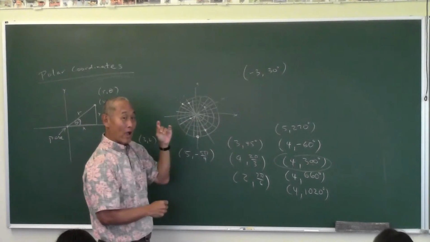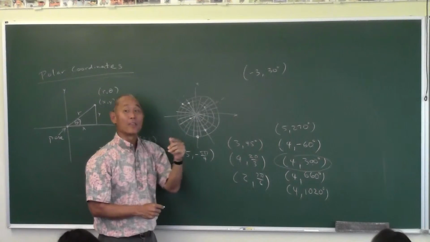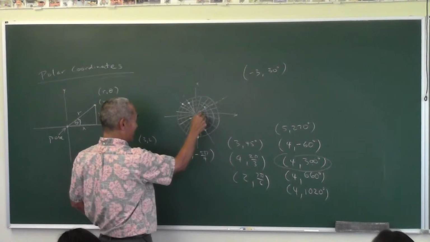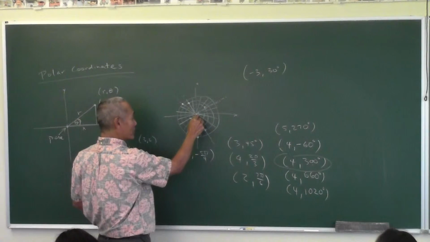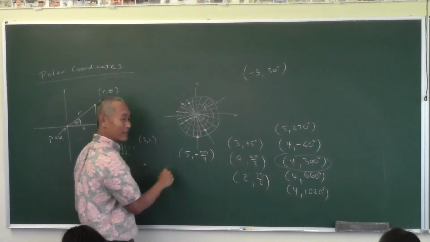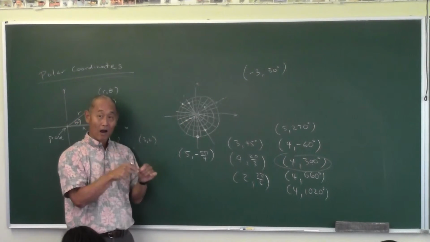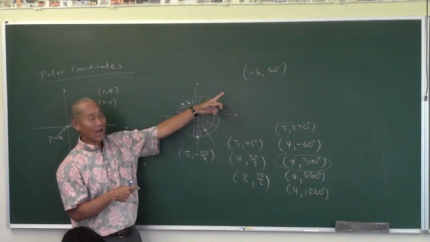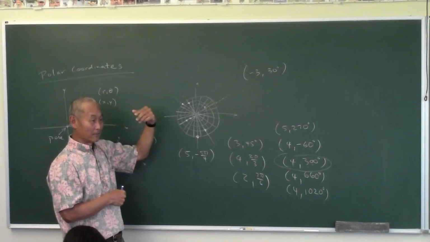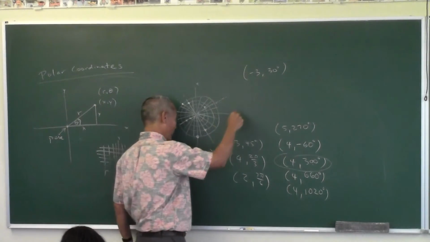And then you have to go 3 units in the opposite direction. So 30 degrees is like this, right there. So if I were to go 3 units in the opposite direction, that would be right here. 1, 2, 3. So when r is negative, you have to go in the opposite direction of that angle. You guys get it? No, I don't think so. We gotta do one more.